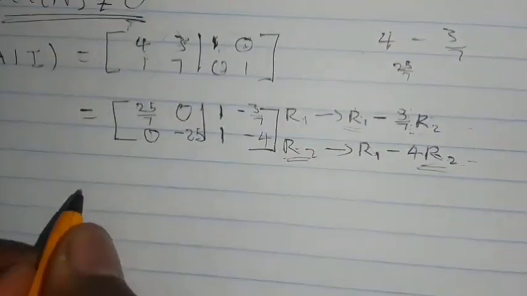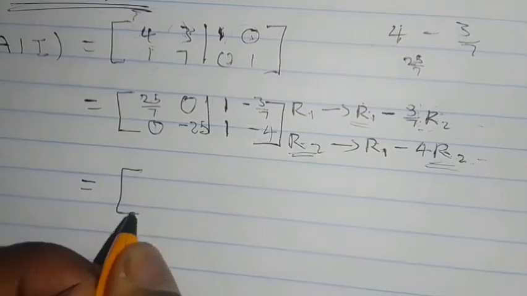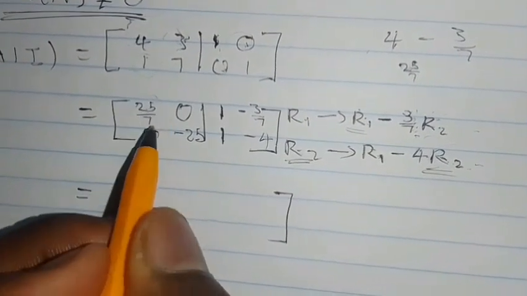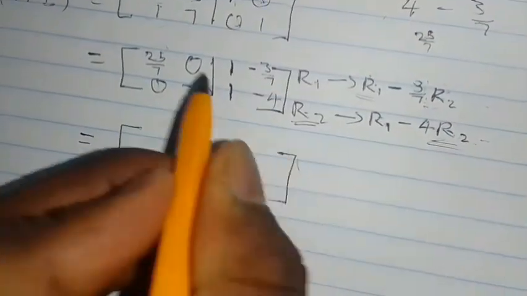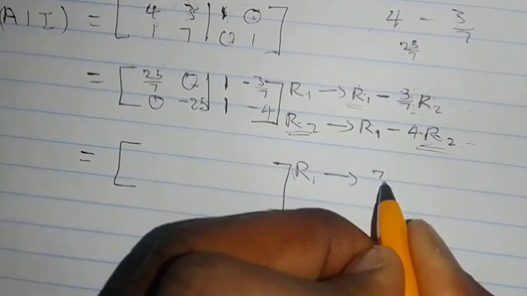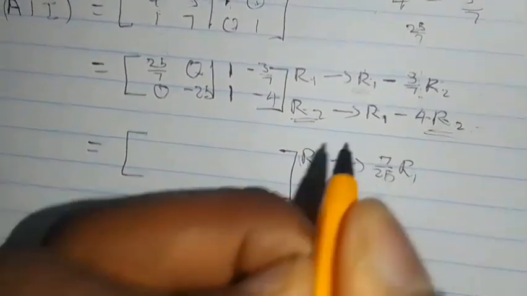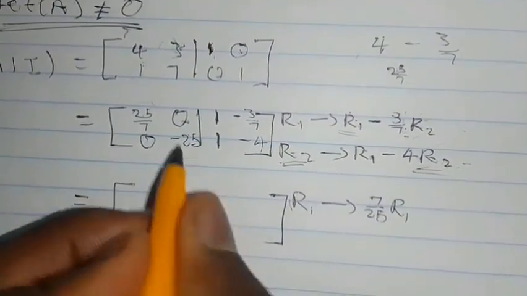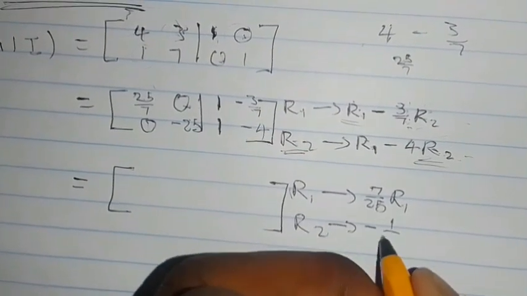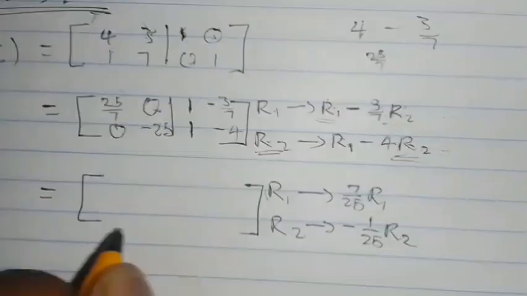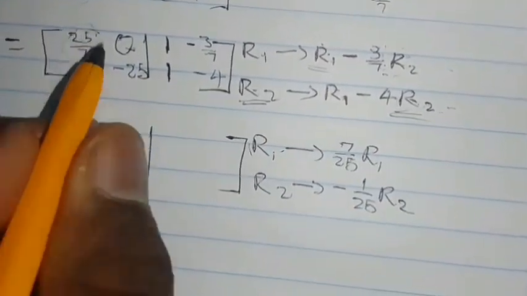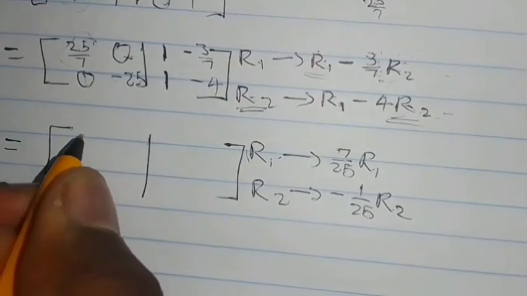Now we're pretty much close to obtaining what we want. We want to have 1 here, and the only way we can have 1 without changing this one from 0 is to replace row 1 with 7 over 25 row 1. And then here we want to obtain 1 as well, so we can replace row 2 with minus 1 over 25 row 2. So when we do that, replacing row 1 with 7 over 25 r1, 25 over 7 times 7 over 25 is going to be 1.